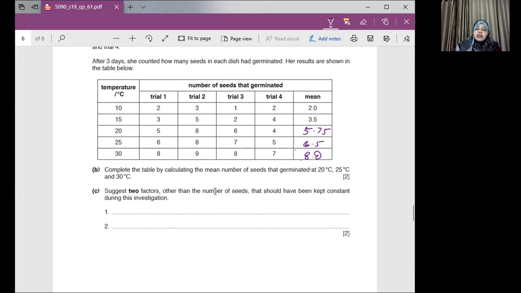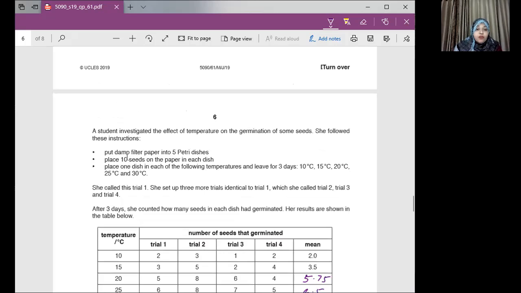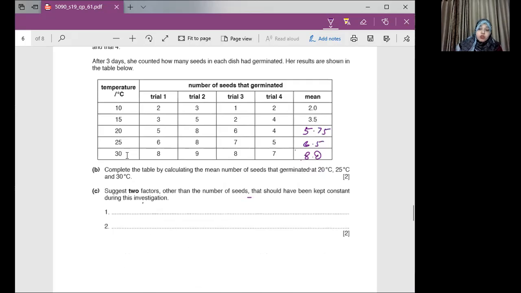Suggest 2 factors other than the number of seeds that should be kept constant during this investigation. As they mention here, put damp filter paper into 5 petri dishes. So it means the amount of water should be the same. Temperature is changeable. So light intensity, and then we can say age of a seed. It is very important because with older seeds, germination may be affected.